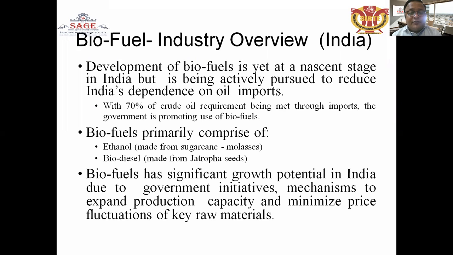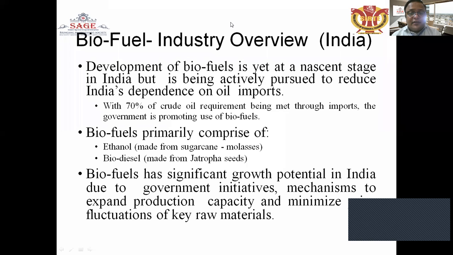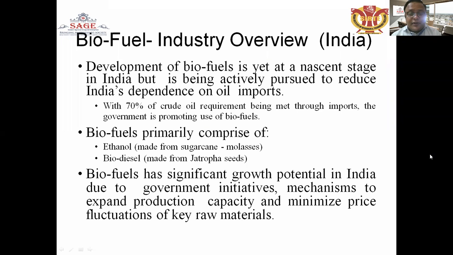Ethanol is made from sugarcane. Biodiesel is made from jatropha seeds. Biofuels have significant growth potential in India. Where all the things are clear, it is a government initiative mechanism to expand the production capacity and minimize the price fluctuations of key raw materials.